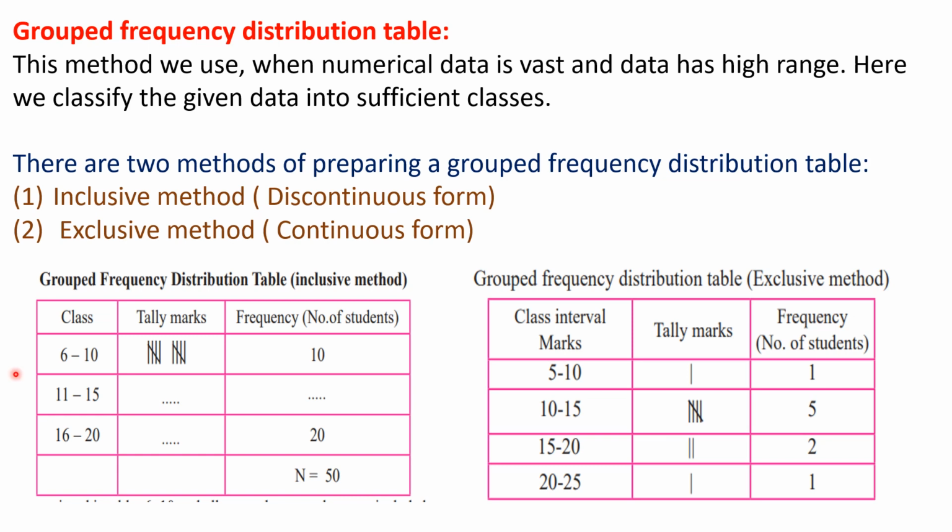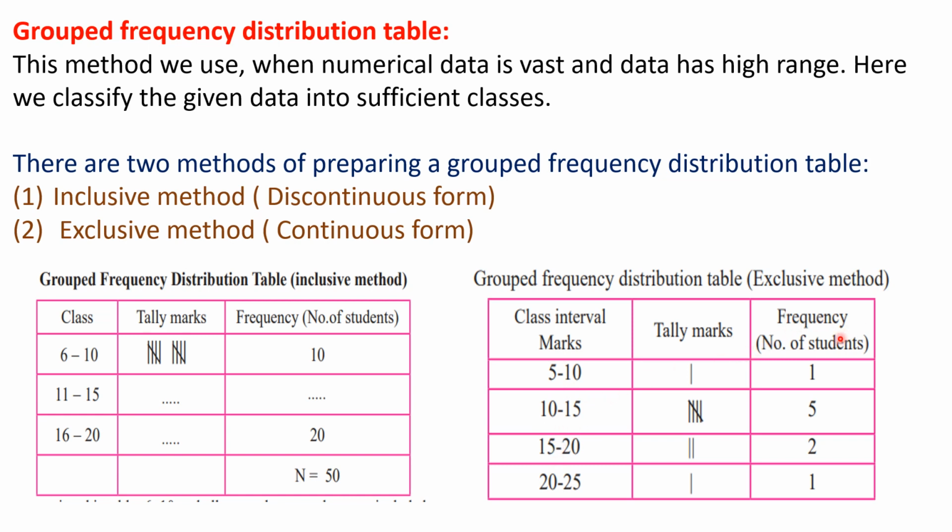So in this inclusive method, students, can you see the classes? The classes are in discontinuous form, meaning 6 to 10, there is no continuity, 11 to 15, 16 to 20. And here you can see the classes 5 to 10, 10 to 15, 15. It is continuous. See the first class, 5 to 10. The 10 is the upper class limit of this class, and the lower class limit of the second class. Can you see it is 10? Both are the same number, so it is continuity.